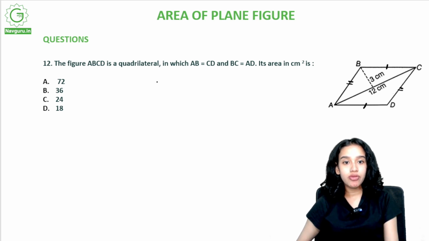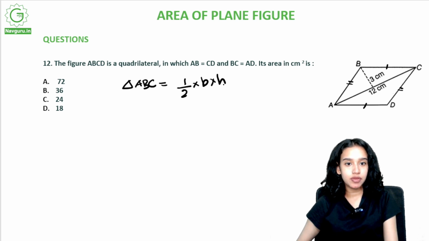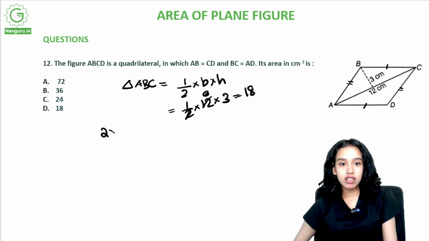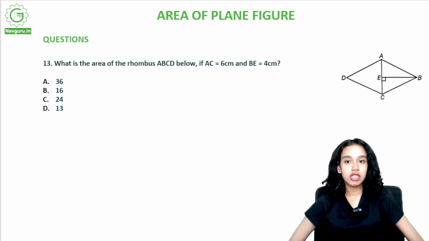So the area of triangle ABC is equal to half into base into height. Here, what is base? It's 12, and what is height? It's 3. So half of 12 becomes 6, and 6 3s are 18, which is the area of this triangle. Now, double it, which is 2 into 18, we get 36. This is the area of the parallelogram. Now, let's move on to the next question.